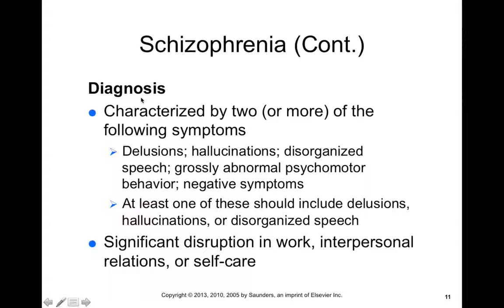Now, we can diagnose schizophrenia in a variety of ways. It's characterized by two or more of the following symptoms. So what we need then are delusions. And delusions are really the hallmark here, where there's a disconnection from reality. With these delusions, we might see things like hallucinations, disorganized speech, grossly abnormal psychomotor behavior, maybe even some negative symptoms as well. And at least one of these should include delusions, hallucinations, or disorganized speech. So, there's a longer list to diagnose schizophrenia, but these are the big ones here.